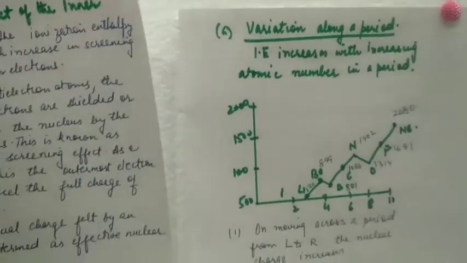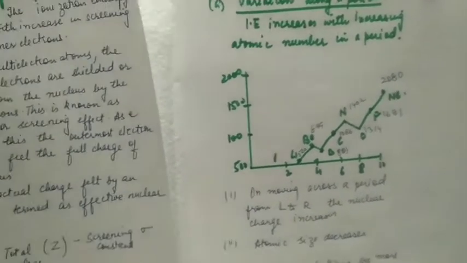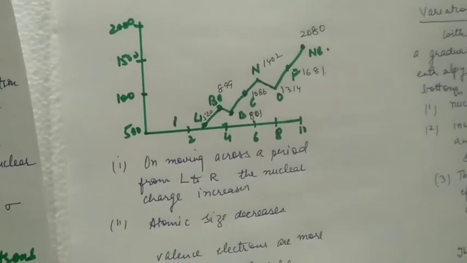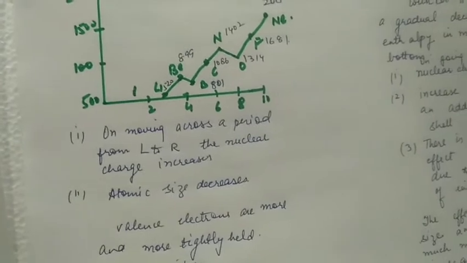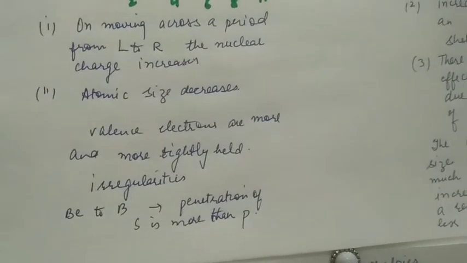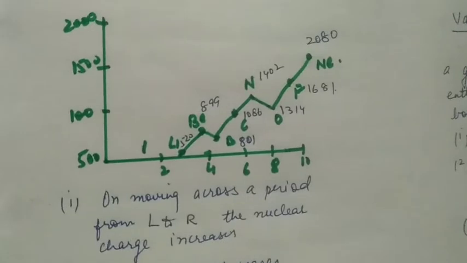Variation along a period. As we move from left to right along a period, the ionization enthalpy increases. Why? Because the nuclear charge increases. On moving across a period from left to right, the nuclear charge increases and atomic size decreases. So valence electrons are more and more tightly held, but you may see some irregularities in this graph.